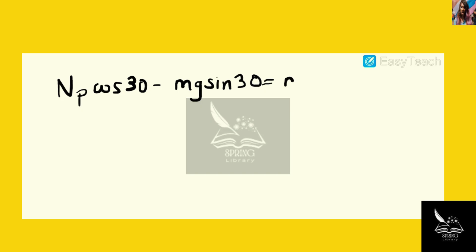So resolving our forces in the r direction gives us that N_P cosine 30 minus mg sine 30 is equal to m times the acceleration in the radial direction. Plugging in for these quantities gives us an N_P that's equal to 3.72 newtons.